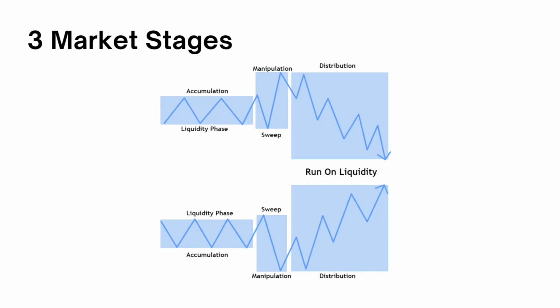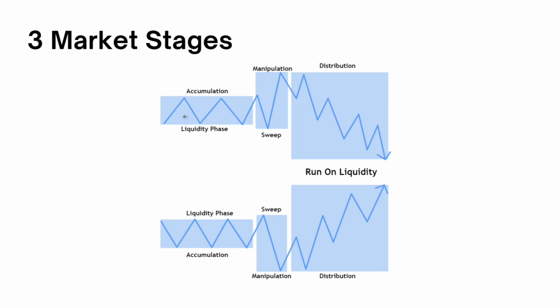So we're going to be going into the three-stage entry model. Ideally the market is basically broken into three stages: accumulation, manipulation, and distribution, or what's better known as the liquidity phase, sweep, then run on liquidity. You're probably asking yourself, how can I determine liquidity?